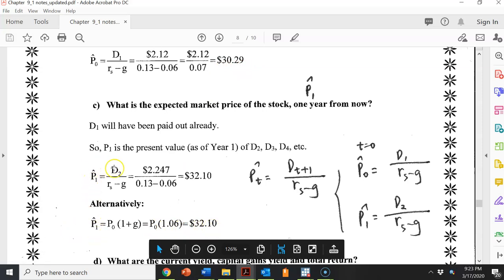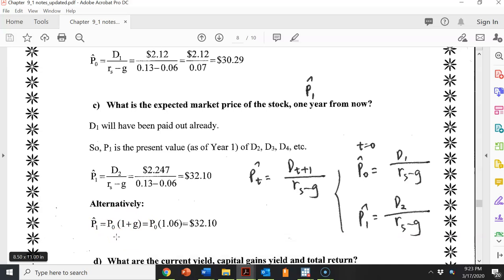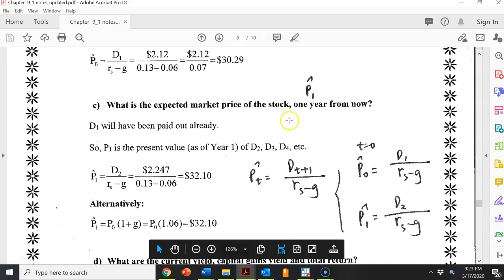Okay, so you can use the constant growth model formula, or you can use the conclusion that price grows at the rate of G to solve for P1. Okay, so the same, if the question is asking for P2, you can also use P2 equals D3 over RS minus G. And P2 would be equal to this P1 number multiplied by 1 plus G. Okay, you can always solve for any PT.